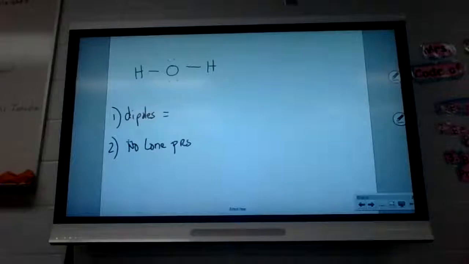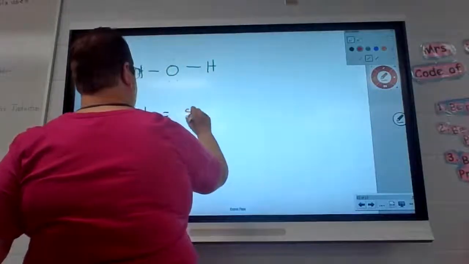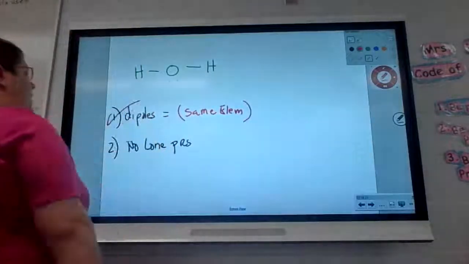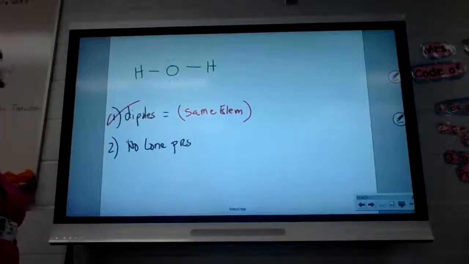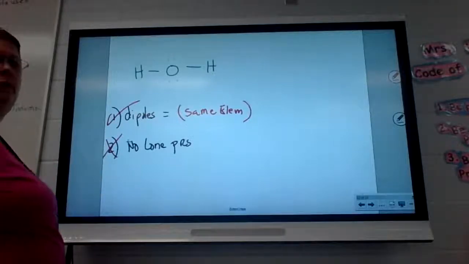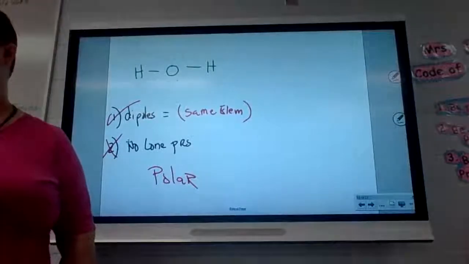All right. So when you look at this, okay, what can you tell me about those bonds? Are they between the same two elements on both bonds? Yes. So the dipoles are equal because these are between the same elements. So we meet number one. They're both O and H. When I subtract, I'm going to get the same number on both bonds. Do I have no lone pairs? What does that tell us? It's polar. Are you with me?